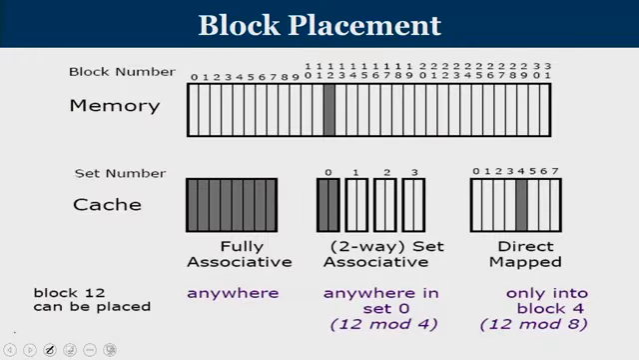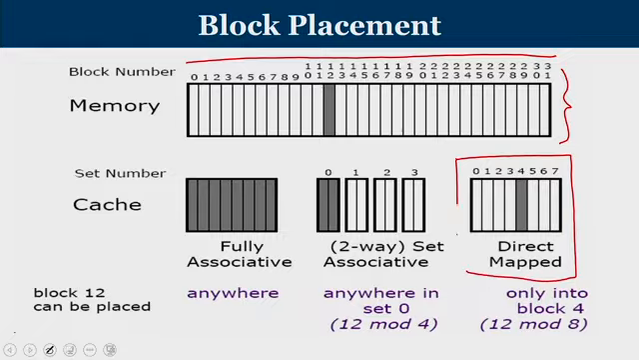Let us now go to the block placement scenario. Consider you have a main memory that has 32 blocks. A block is nothing but continuous words. So if you have a main memory of 32 blocks ranging from 0 all the way up to 31, imagine that you have a cache.